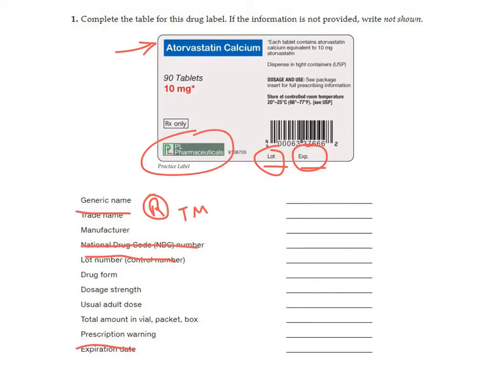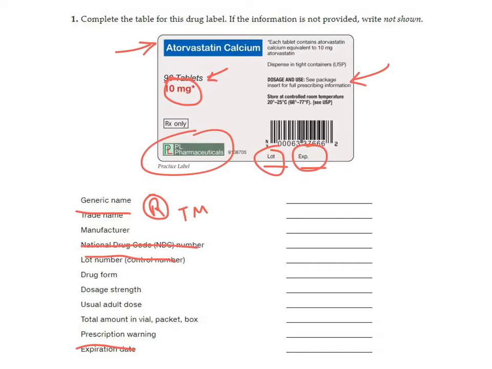The drug form, it is a tablet. You can see there that it does indicate that these are tablets, so that's how I would answer that question. And the dosage strength, it shows us that in every tablet there are 10 milligrams, so our dosage strength is 10 milligrams. The usual adult dose, it does tell us dosage and use, C package insert, so we could just write C package insert for that.